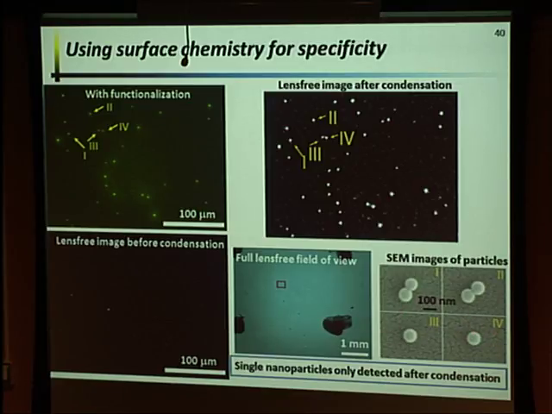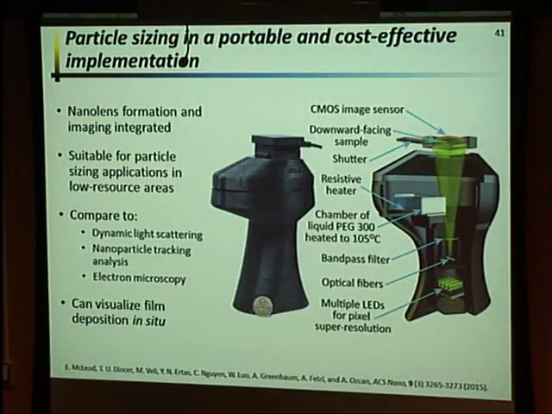We use SEM to make sure that some of these spots really do correspond to individual beads, because these beads sometimes have a tendency to aggregate. So we can still see single nanoparticles, and we have some level of specificity here. So that's one advantage of this technique.